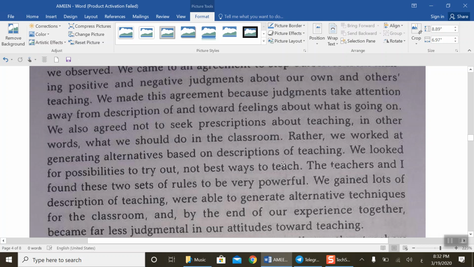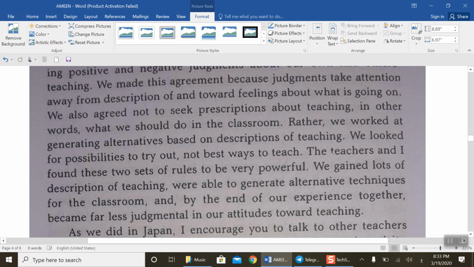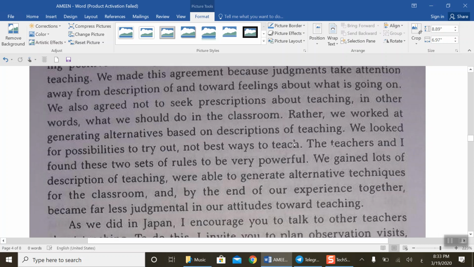You see here, this is the point: no judgments and no prescriptions. So they worked at generating alternatives, ways, new methods based on descriptions of teaching. We looked for possibilities to try out, not best ways to teach. The teachers and I found these 2 steps of rules to be very powerful. Okay, these are the rules.